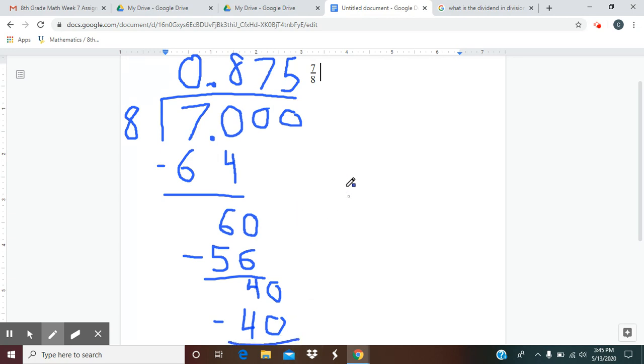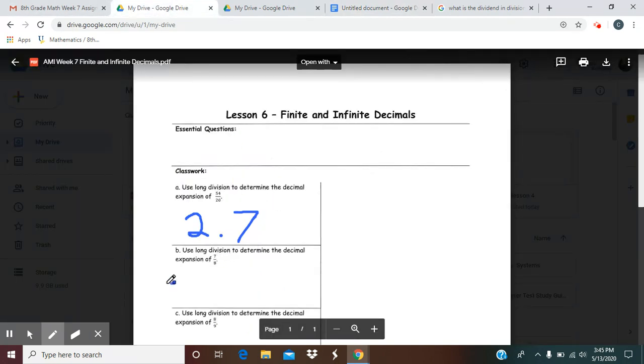And then there's going to be a 0 down here. So this is my decimal expansion. I have 0.875. So question, did this decimal terminate or end?